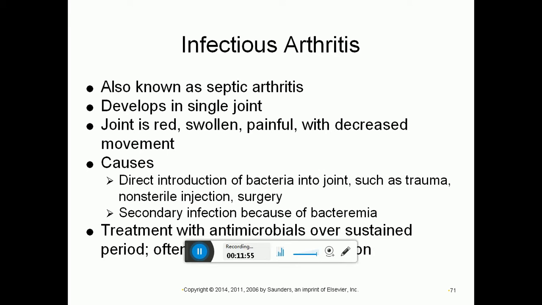The treatment is with antimicrobials, usually over a long period of time. It can even be given intra-articular. Sometimes in severe conditions we might have to surgically drain the joint to get rid of the bacteria.